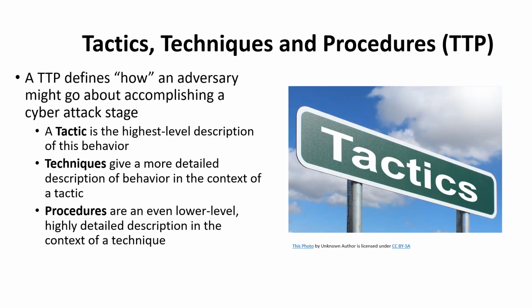A TTP defines how an adversary might go about accomplishing a cyber attack stage. A tactic is the highest level description of this behavior. Techniques give a more detailed description of behavior in the context of a tactic. Procedures are an even lower level, highly detailed description in the context of a technique.